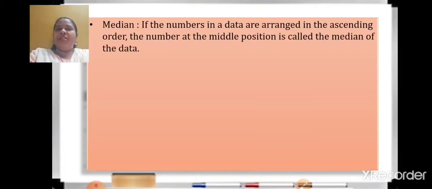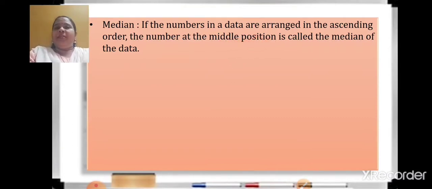The definition of median is, if the numbers in a data are arranged in ascending order, the number at the middle position is called the median of the data. This was the definition. If they are arranged in ascending order, the number at the middle position is called the median.